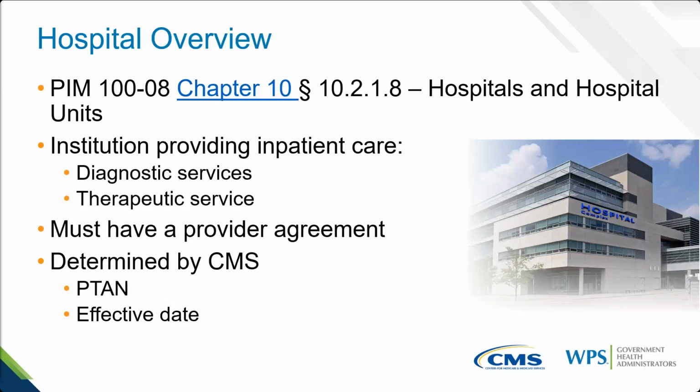So we'll start with an overview of the type of facility we're talking about today. As I said, we're talking about hospitals. Hospitals are defined in the PIM 100-8, Chapter 10, Section 10.2.1.8. And this section talks about the requirements of the hospitals, but it also talks about the different possible subunits of a hospital. I've included that link for you in the material today, so you'll have that.